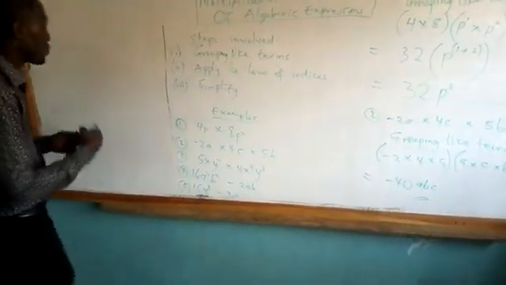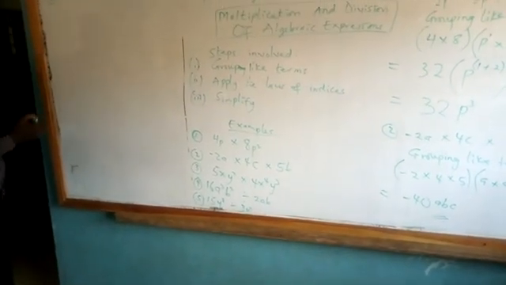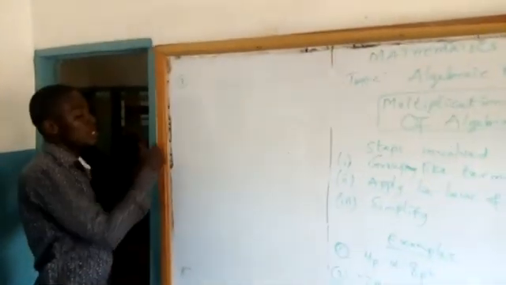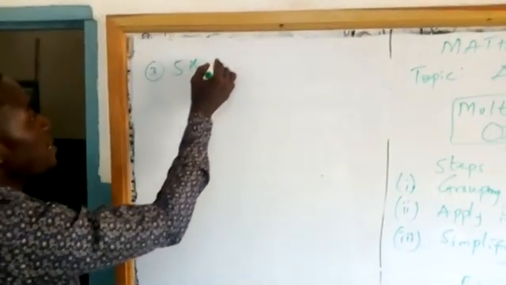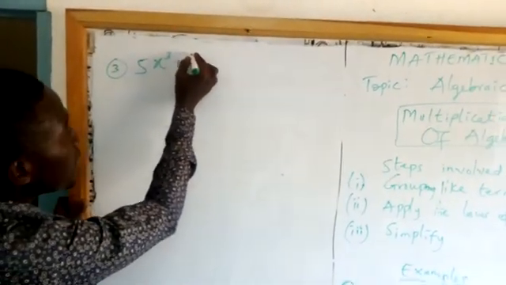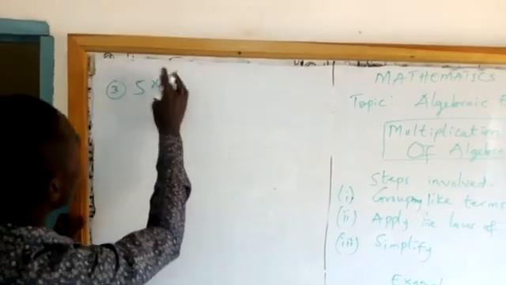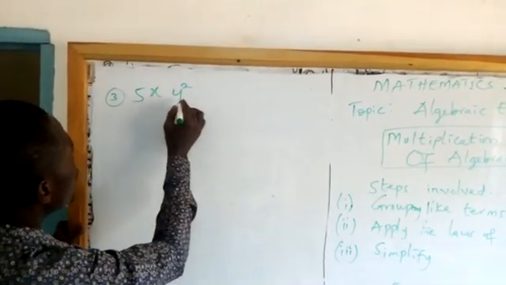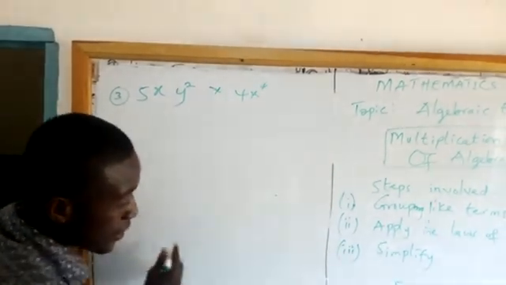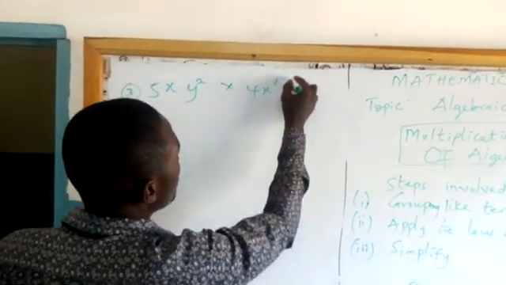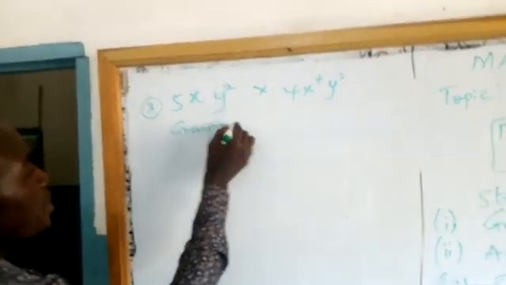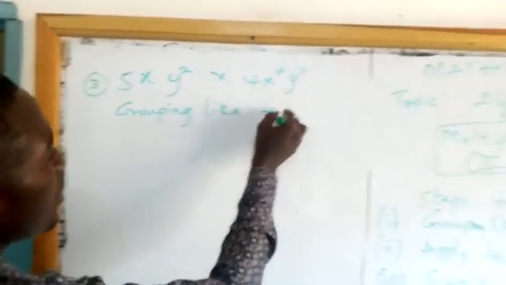We want to look at the third example. Here we have 5x cubed y times 5xy power 2 times 4x power 4 y power 3. So as usual, you group your like terms. You group the like terms.